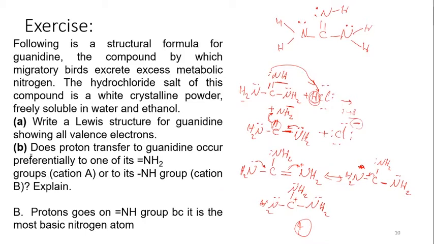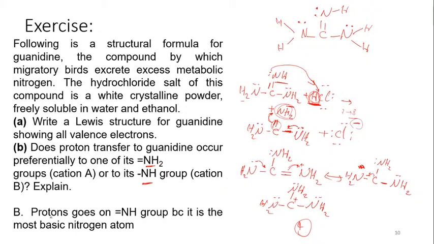So if I completed reading this one, does a proton transfer to guanidine occur preferably to one of the NH2? Usually this doesn't happen. This proton would prefer to move to this nitrogen first. Then what happens next is the resonating of the double bond over my structure. Okay?